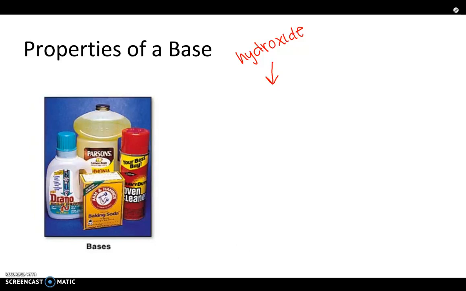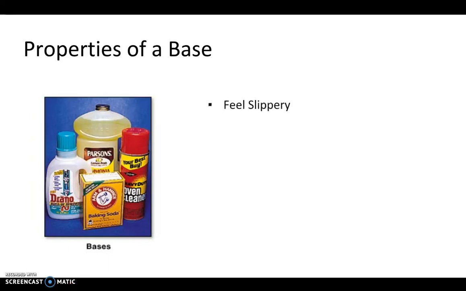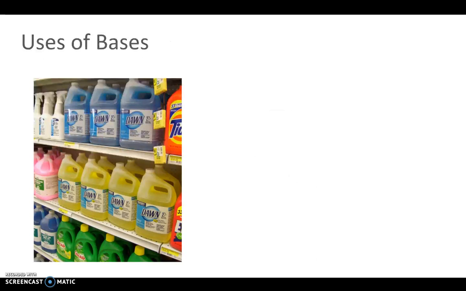People also call bases alkali or alkaline. I don't usually use that term myself, but you could. The properties of bases are that they feel slippery because they are basically breaking down your cell structures, and so they're getting your oily phospholipids out and your skin cells are dissolving. They taste really bitter. They're corrosive. They can conduct electricity like an alkaline battery, right? A base battery. They do not react with metals, which is why you can clean your oven with them.